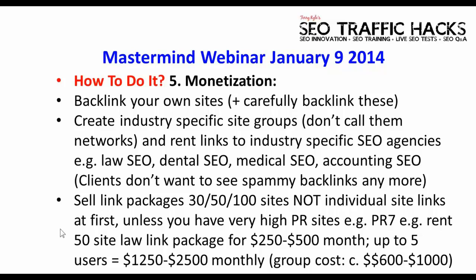So for example, you might have a 50-site law link package where your sites range from PR2 possibly up to PR4 or 5. So your 50-site law link package could rent out for $250 to $500 a month, depending on the sites that you've chosen, and this comes back to Jeff's point where you might want to have more links on the page. Let's say you had up to 5 users. You're probably talking in the vicinity of $1,250 to $2,500 monthly.